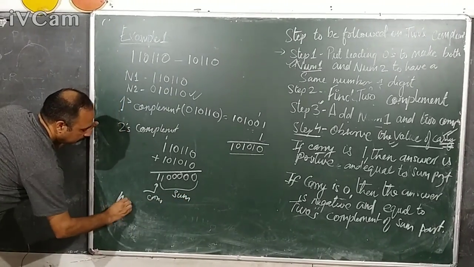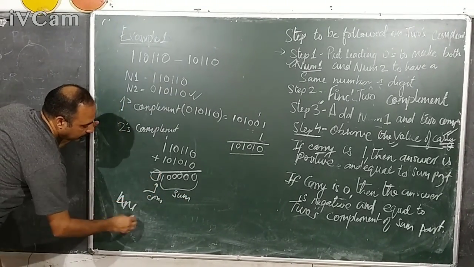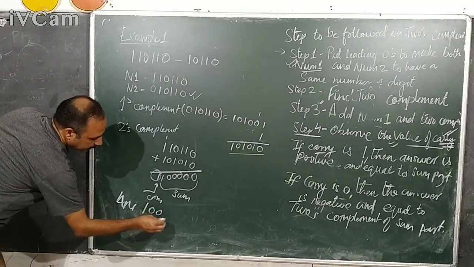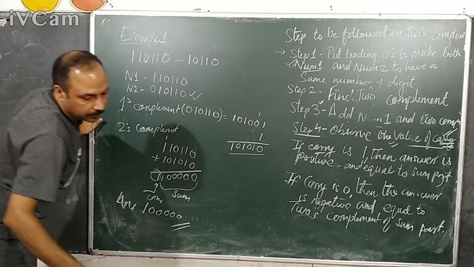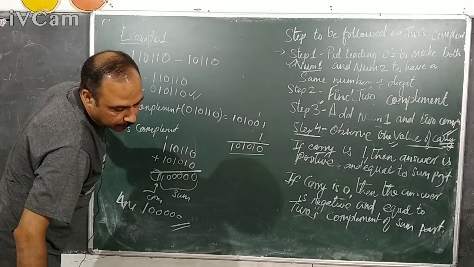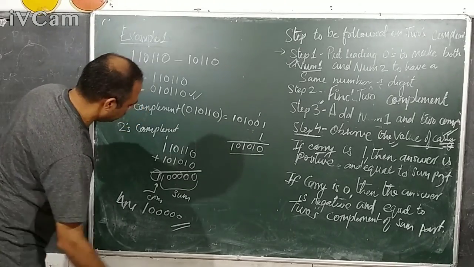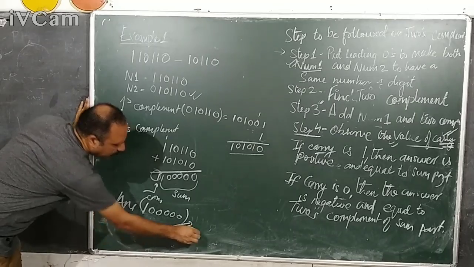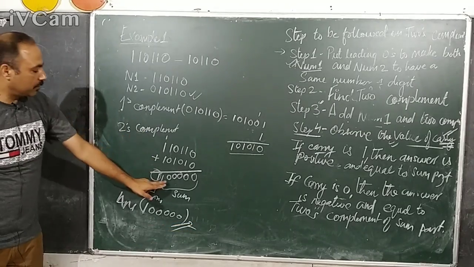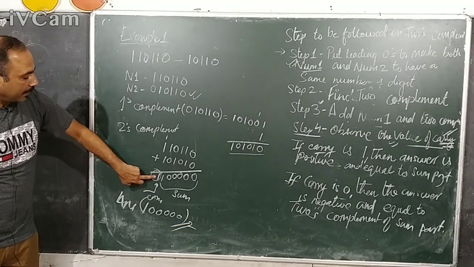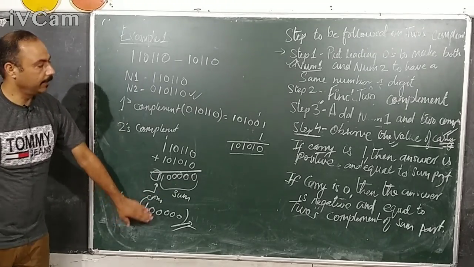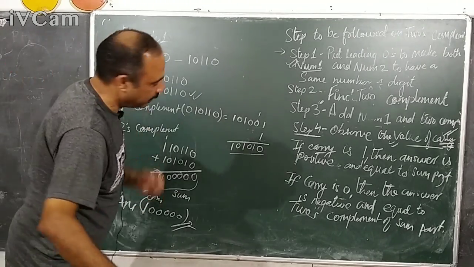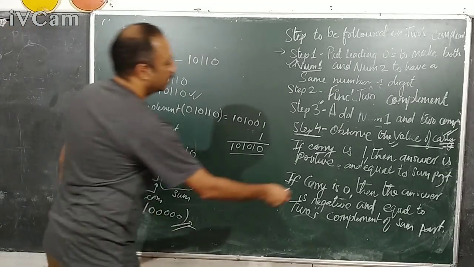So my answer is, I just drop the carry and write 110000, to the base 2. So this is the answer. What I did is, whatever sum came, I dropped that carry 1, and whatever remained became the answer. So this is when the carry was 1.